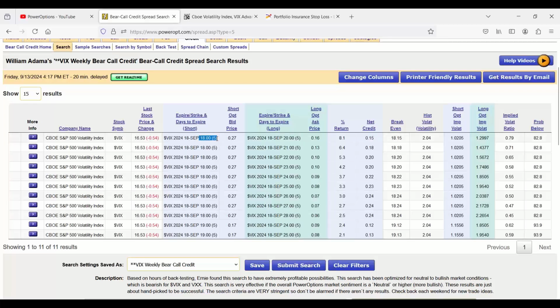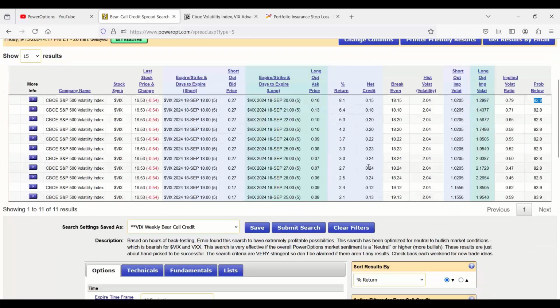As long as the security stays below both strike prices, both calls expire worthless, we keep the net credit. And we've got our break even here, the break even at expiration, historical volatility, short option implied volatility, and the long option implied volatility, as I mentioned, they're still pretty high. The ratio here, usually I want a ratio greater than 1 when entering into a credit spread, but probably not going to see that here with the VIX securities because it's been in the decline. And of course, the probability as well. Now, this is one default search that you can use.